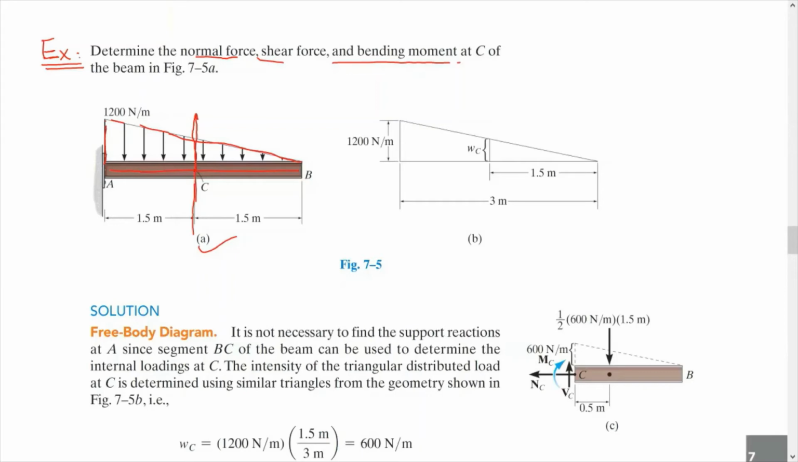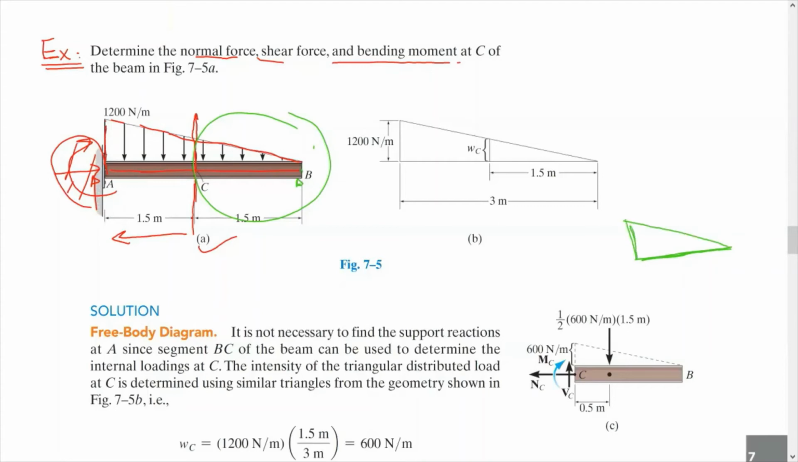So in this case, if we take this part, that means we need to find the support reactions here. First we need to find the support reactions, then we solve. The other option is to take this piece, which is this one. So in this case, there are no supports here, so we don't need to find the reactions. So let's go this way. Take this cross section, which is this piece, CB. Of course, you're going to take it with its distributed loading, with a dimension of 1.5 meter.